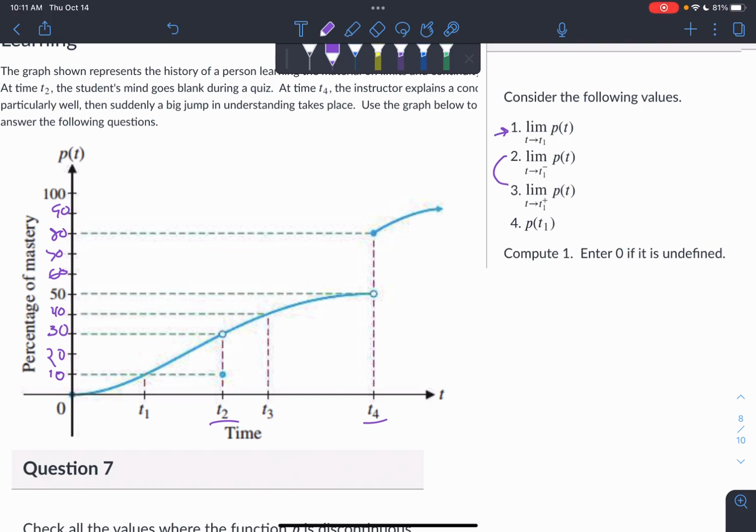Part 2, if we are coming from the left to T, that means I'm going to trace along the graph left to right. I reach this value 10. And then for coming from the right, I need to trace along right to left, and I also reach 10. So because these are equal, my overall limit is 10. And then for the last part, you need to know the function value, which is defined, and it's also 10. And since these are all the same, that means that we have continuity, which you can see from the graph.